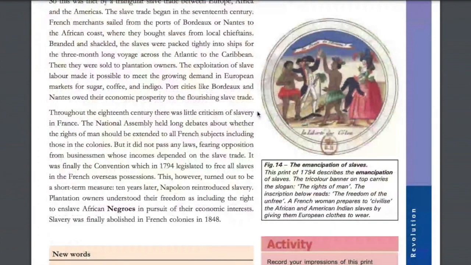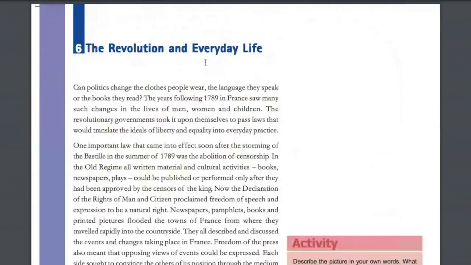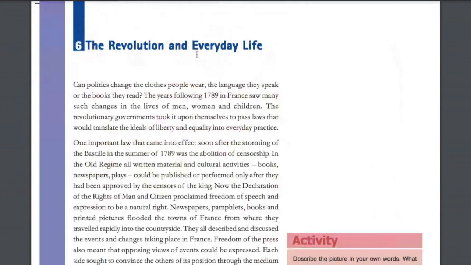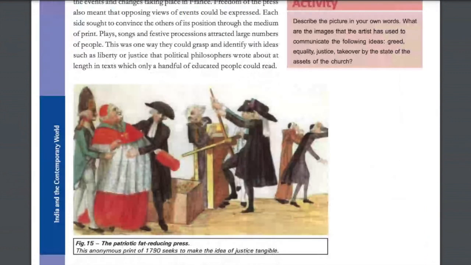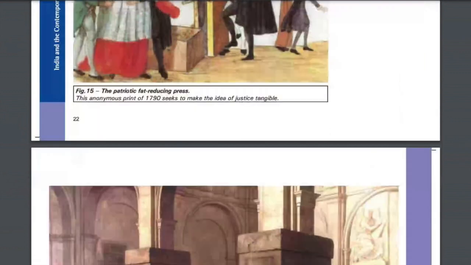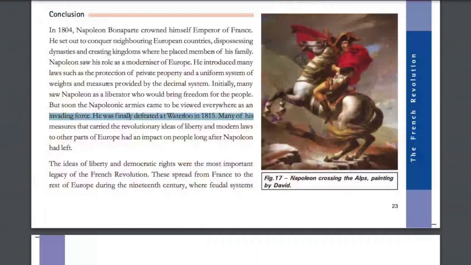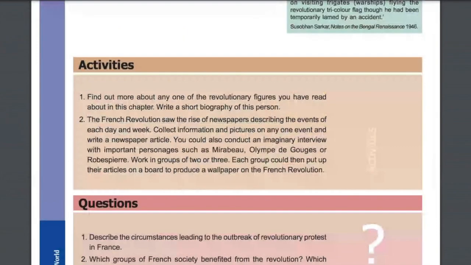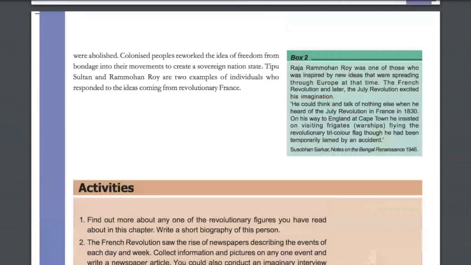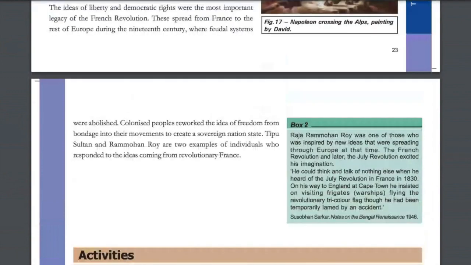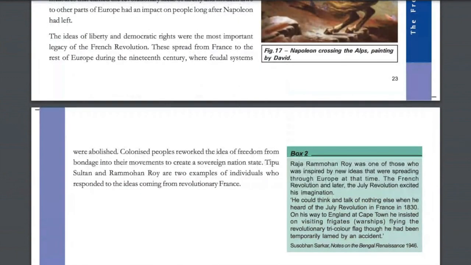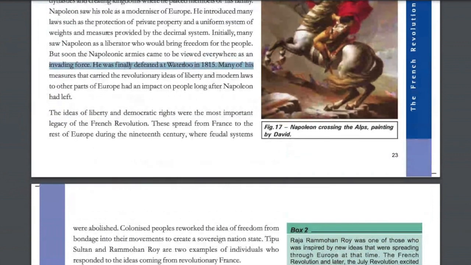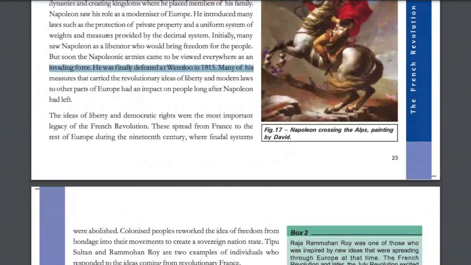Yeah. So the French Revolution, again, see, Napoleon is a very small part of the whole chapter. It's just half a page out of 24 pages. So Napoleon is playing a small but significant role in this chapter. So what were the measures that he brought? Okay, so that is again an important question.